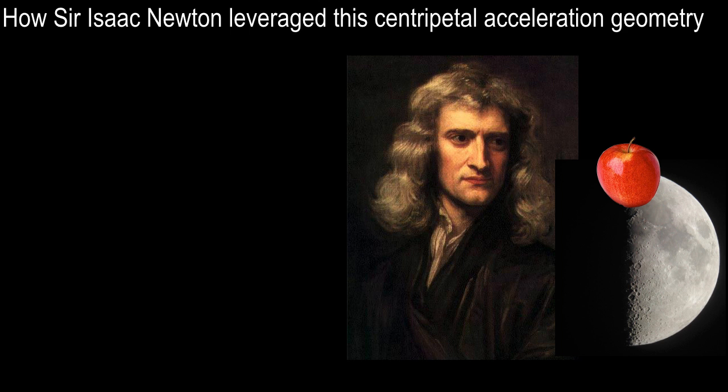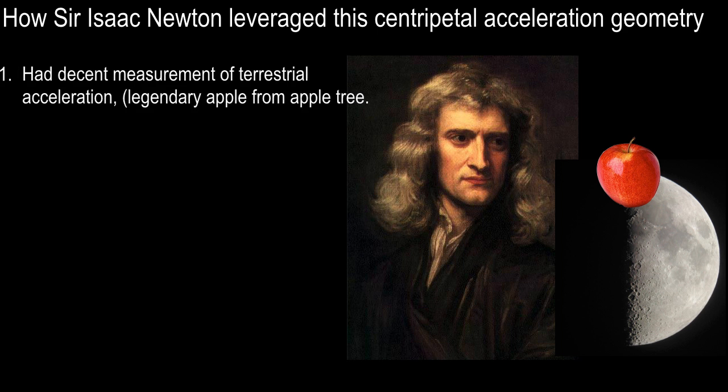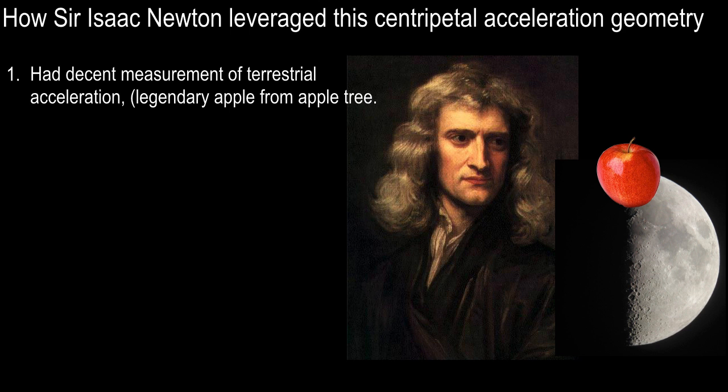Sir Isaac Newton figured out a lot of this stuff about centripetal accelerations. And it occurred to him that the centripetal acceleration for the circular path of the moon on its orbit around Earth might be related to the downward acceleration of gravity for an apple that fell out of his apple tree, supposedly.